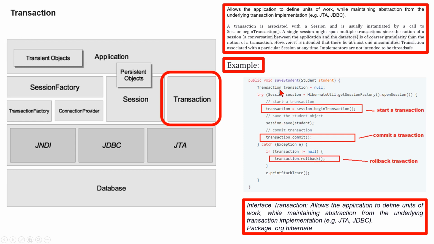And interface Transaction allows the application to define units of work while maintaining abstraction from the underlying transaction implementation. For example, JTA, JDBC. This is in package org.hibernate.